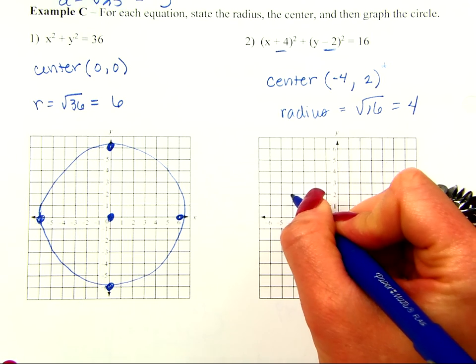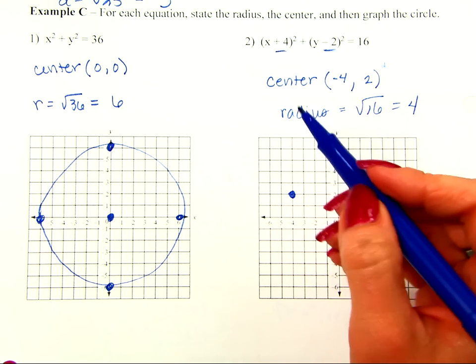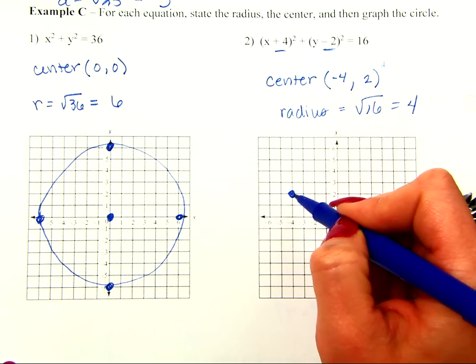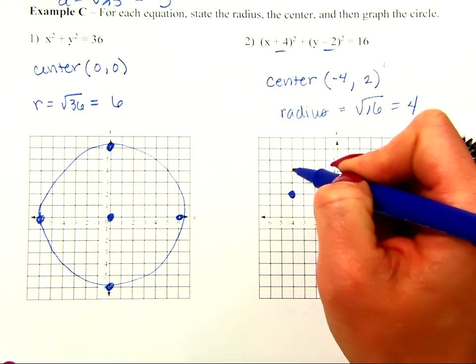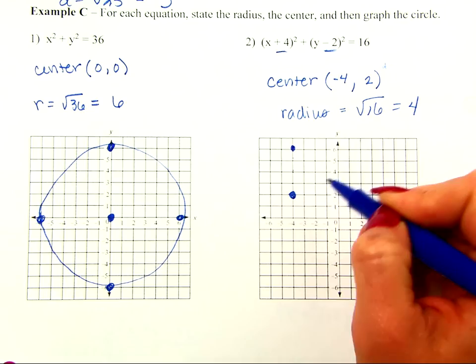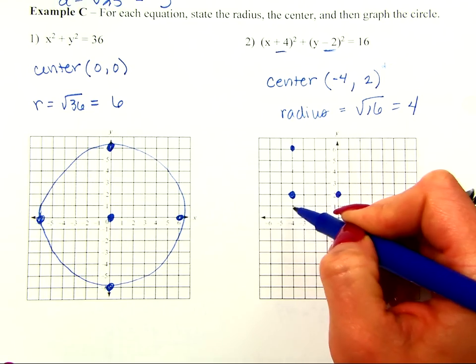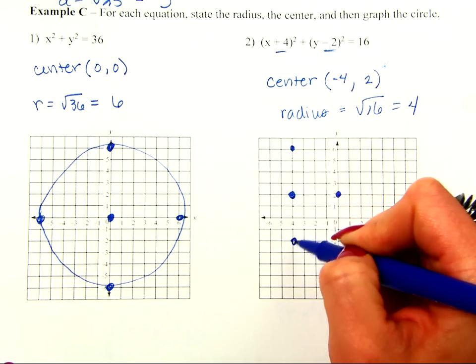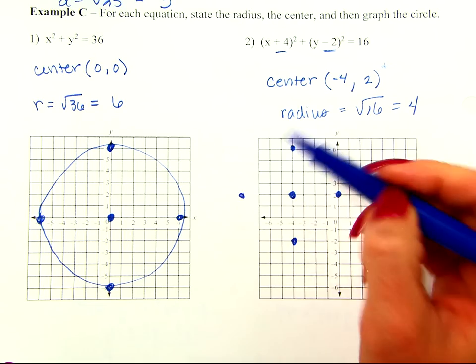Now I can see that sometimes in this particular one we're going to go off of the graph, and that's okay. We're just going to give a rough sketch here. I can go from this point, I can go up 4, to the right 4, down, and then again I'm just going to go ahead and sketch.